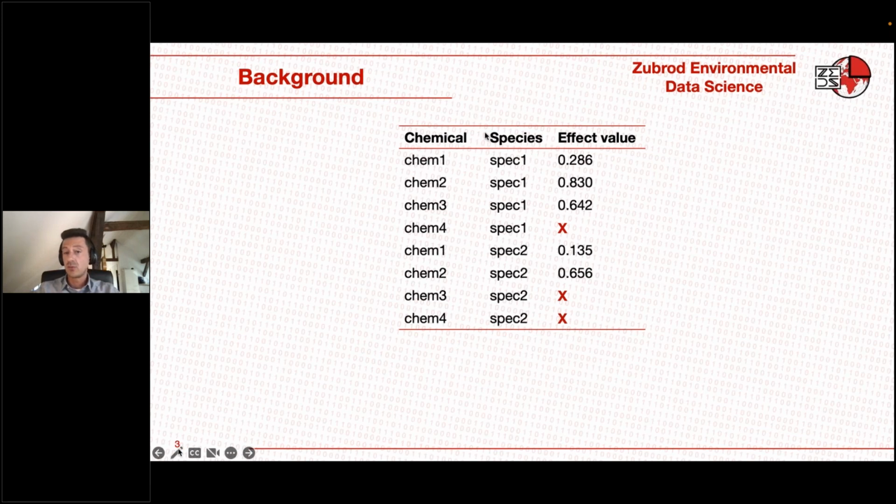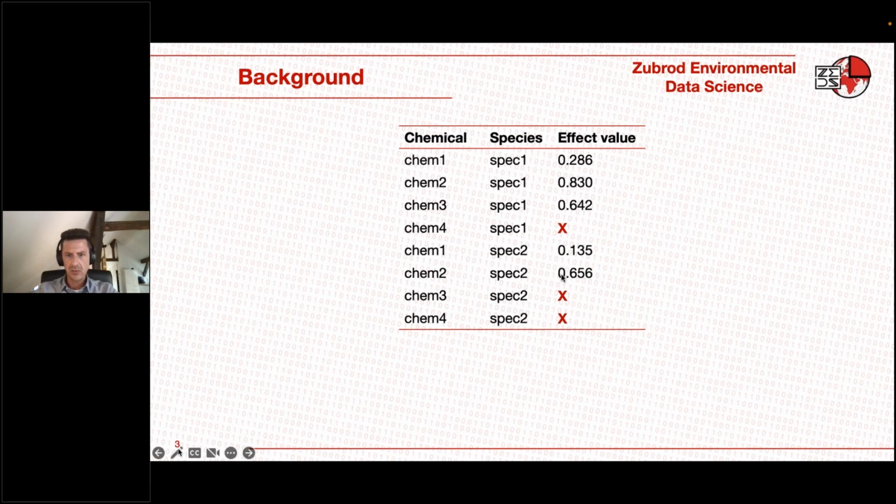So we have a combination of 2 category variables, like a chemical identifier, a chemical name, and a species identifier if we are searching for information on several species, also a category variable. And then we are usually interested in some kind of effect value, like an LC50 or something. And because these data sets are usually sparse, we find some data gaps here.